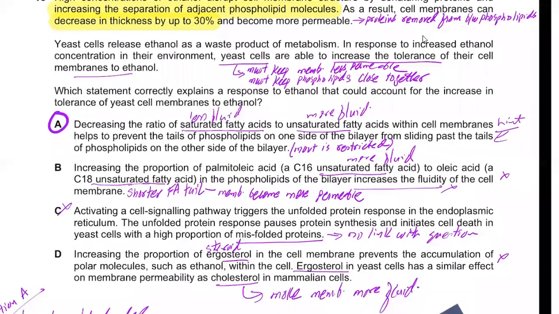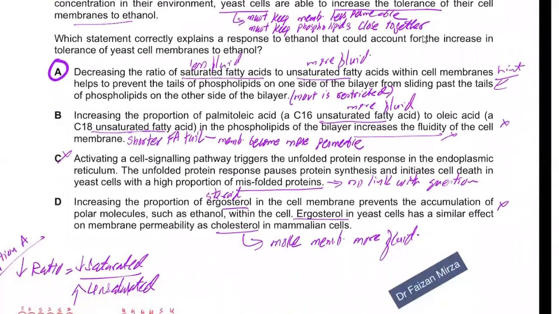Which statement correctly explains the response to ethanol that could account for the increase in the tolerance of yeast cell membranes to ethanol? Decreasing the ratio of saturated fatty acid, which makes the membrane less fluid, to unsaturated fatty acid, which makes the membrane more fluid. So if you have more of these and less of these within the membrane, what will it do? It will help prevent the tails of phospholipids on one side of the bilayer from sliding past the tails of phospholipids on the other side of the bilayer. So the movement is restricted. This is the major hint: once the movement is restricted, the membrane phospholipids will be held together. And yes, that's the answer as well.